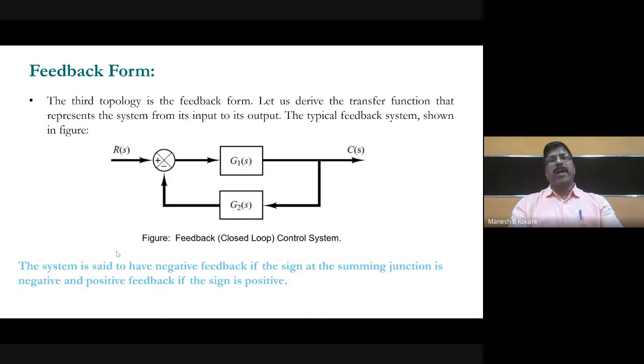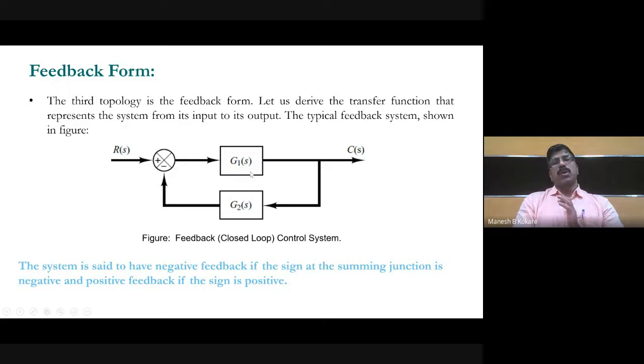Now, the feedback form. For example, when we say feedback is there, so this R of S is there, and now see that one block has the signal going from left to right, and another block has the signal going from right to left. So this G1 and G2 are connected in a feedback loop.